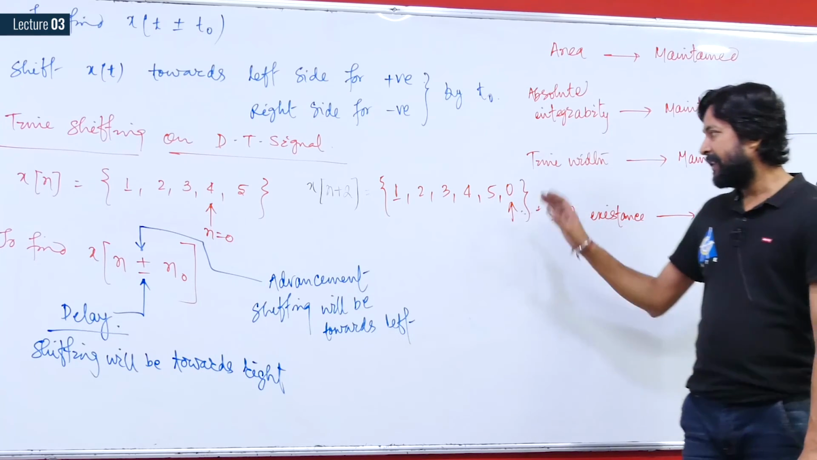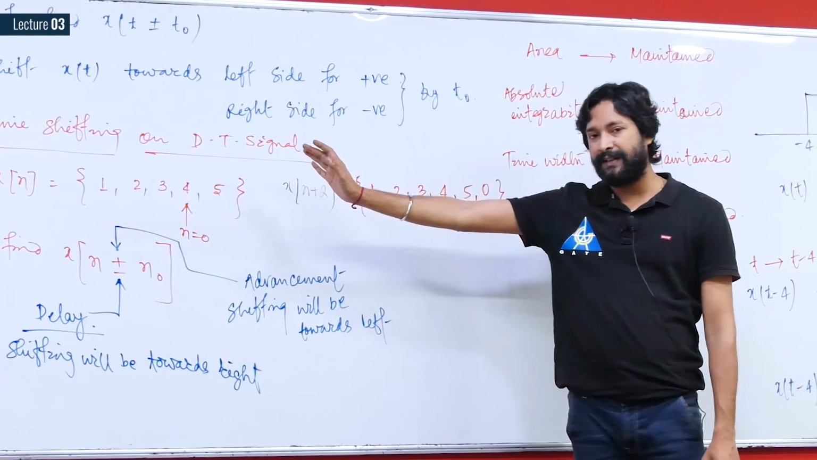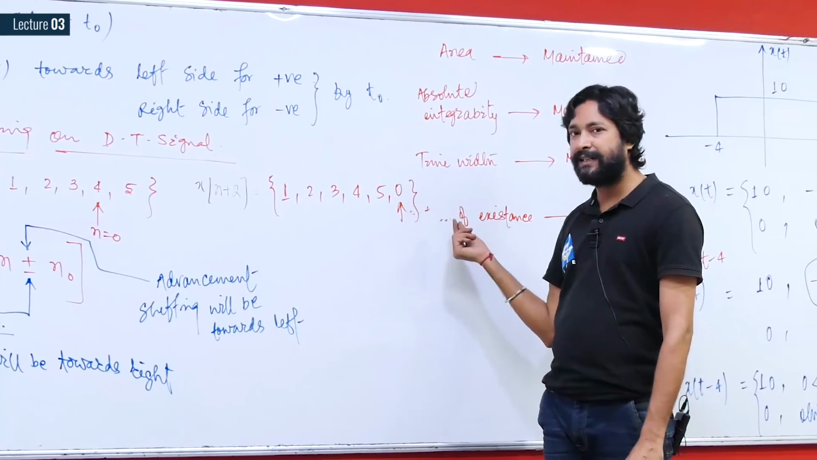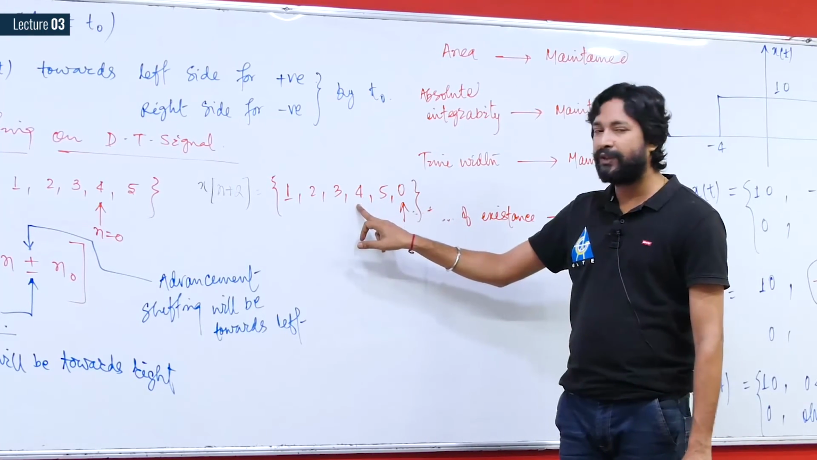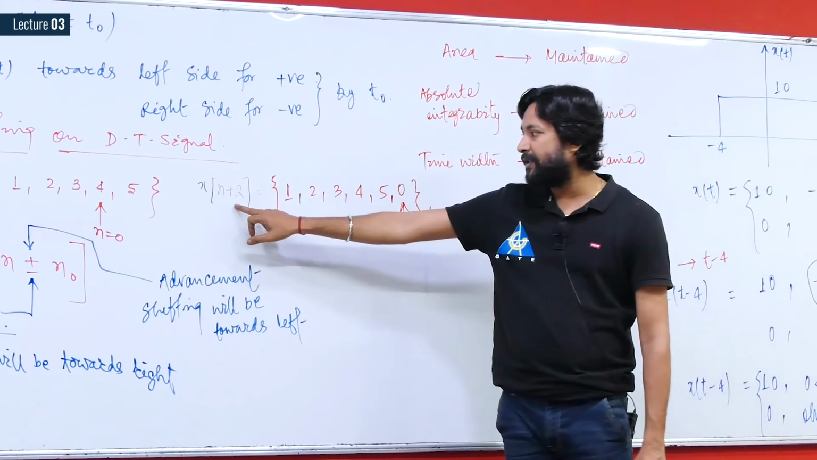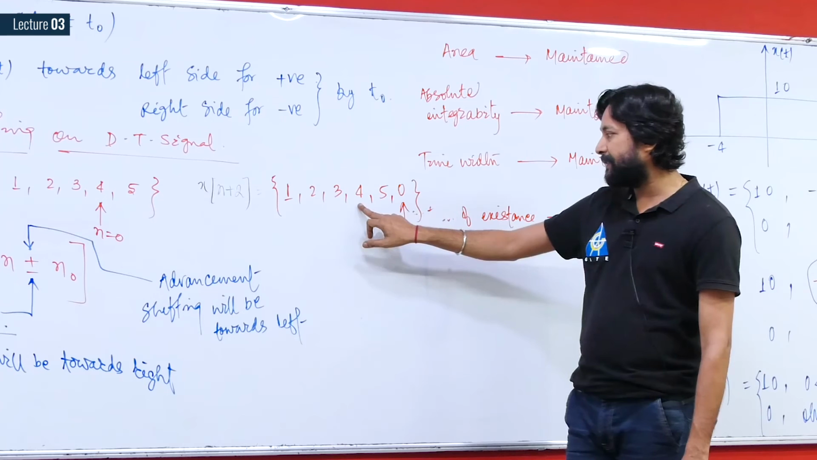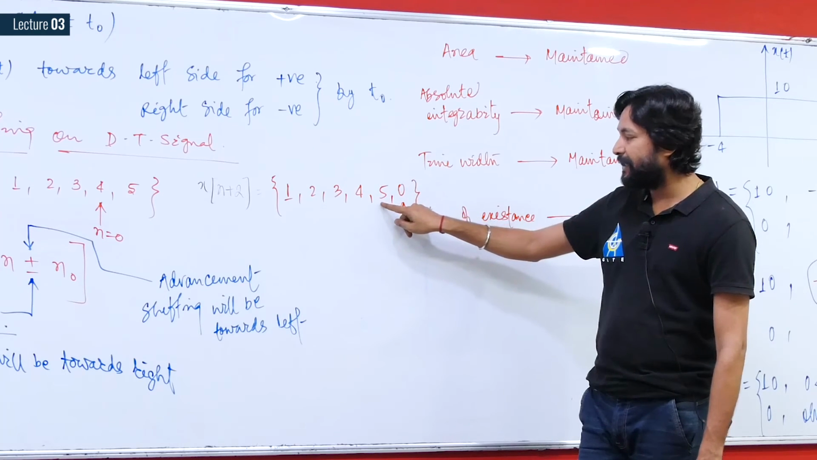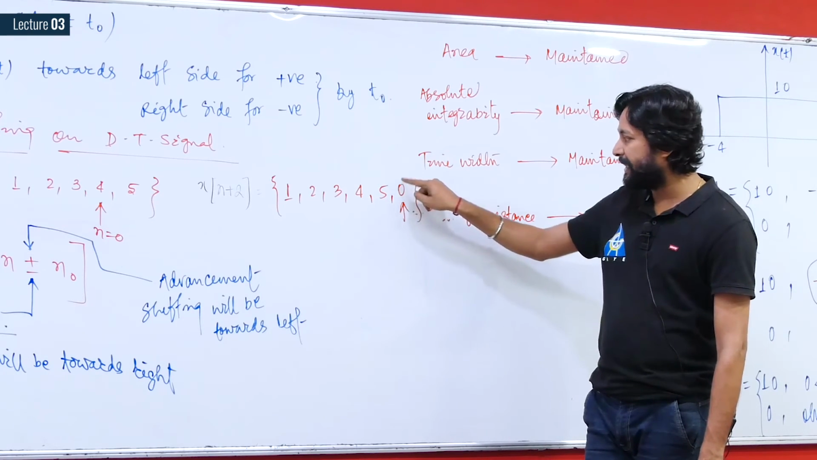What you have done is shifted the signal towards the left hand side, therefore the origin came towards the right hand side by 2 units. Earlier the signal x of n had the value 4 at the origin, but now the signal x of n plus 2 will have its origin shifted. You have shifted that origin 2 times, and as there were no samples given after 5, you have taken zeros.